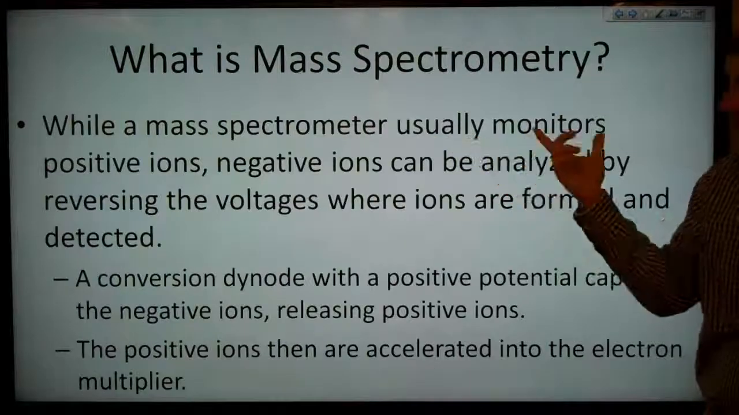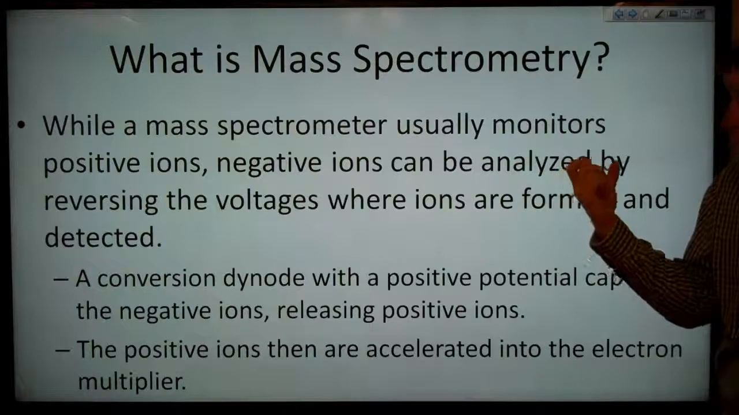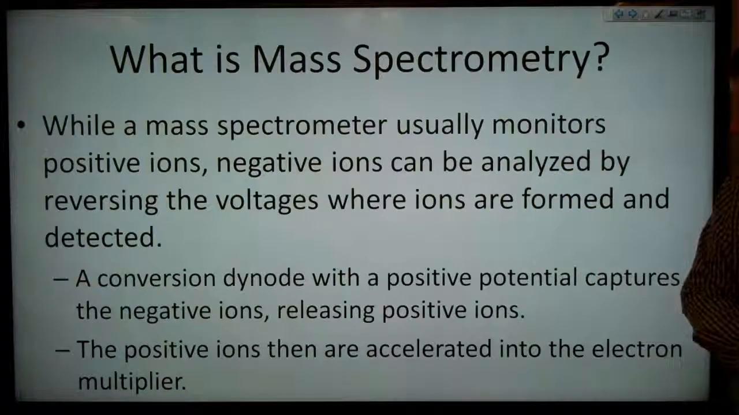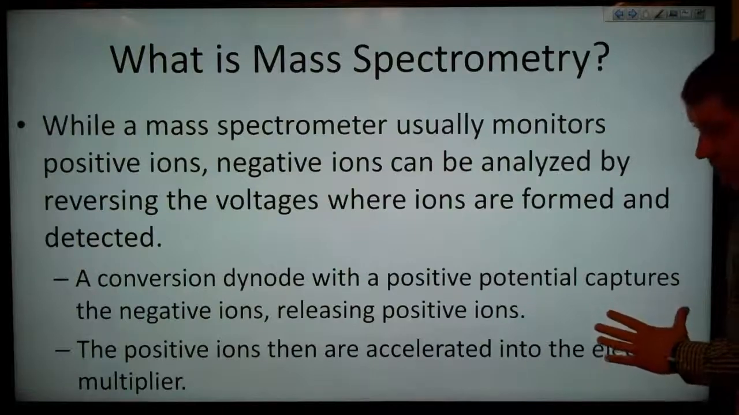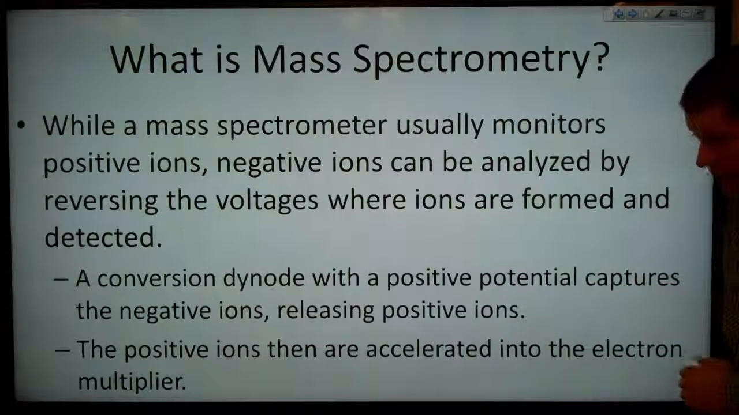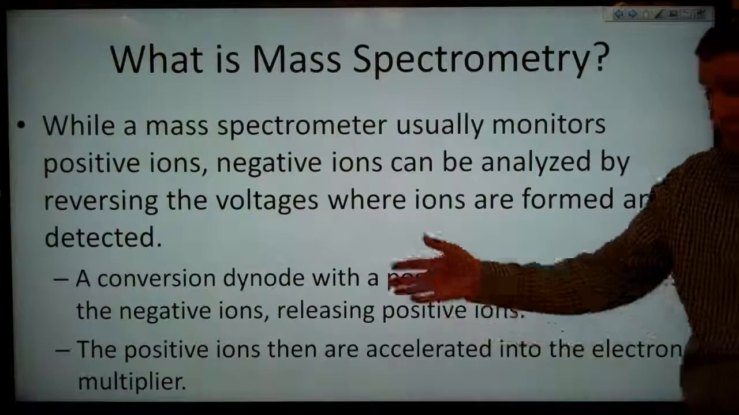While a mass spectrometer usually monitors positive ions, negative ions can also be analyzed by reversing the voltages where ions are formed and detected. A conversion dynode with a positive potential can capture the negative ions and then release positive ions. Those positive ions are then accelerated into the electron multiplier.